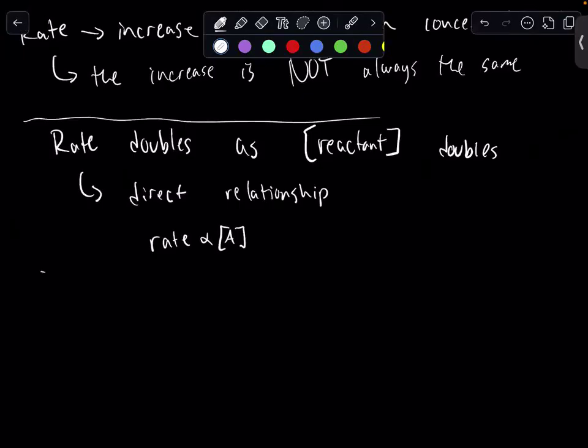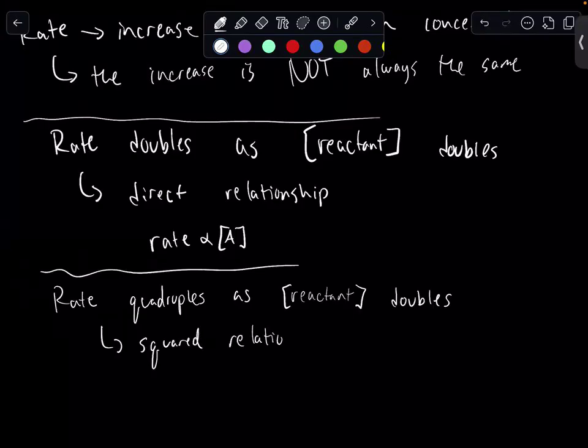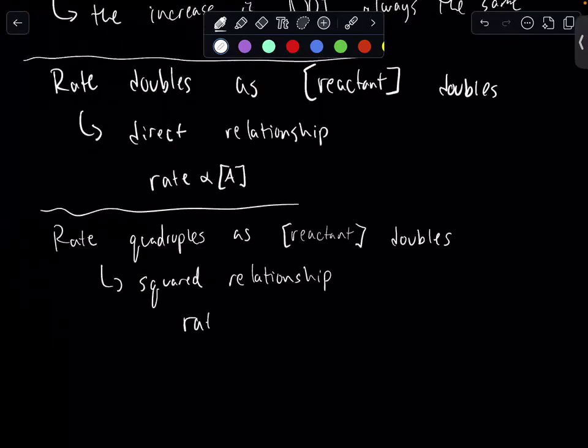Maybe the rate quadruples as concentration of reactant doubles. This could be another possibility. This would be a squared relationship, like an inverse squared law almost. So rate would be proportional to the concentration of some reactant A squared. And we can kind of see how this is going to go.